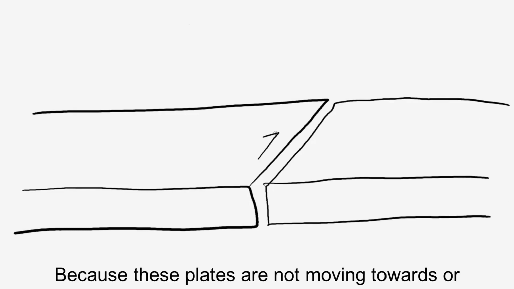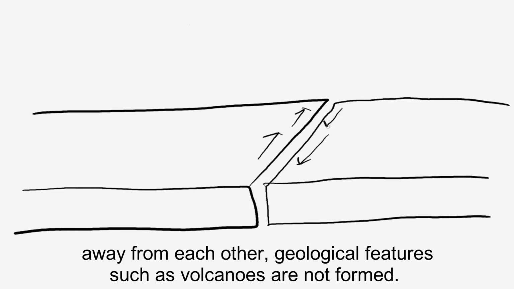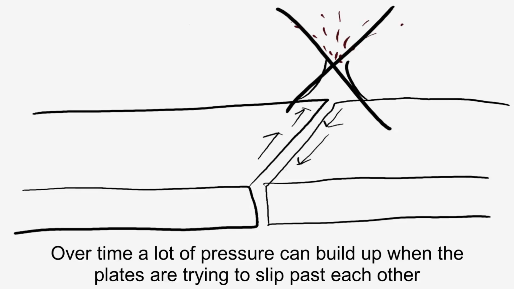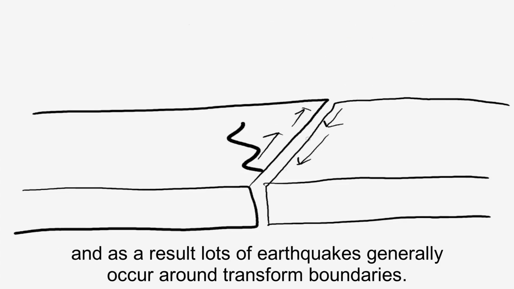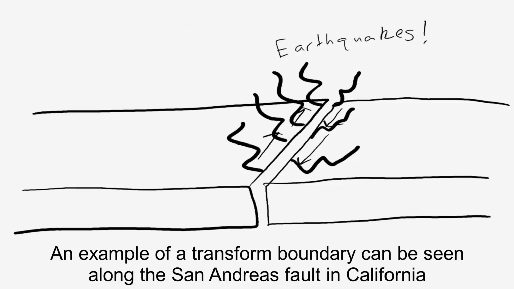Because these plates are not moving towards or away from each other, geological features such as volcanoes are not formed. Over time, a lot of pressure can build up when the plates are trying to slip past each other, and as a result, lots of earthquakes generally occur around transform boundaries. An example of a transform boundary can be seen along the San Andreas Fault in California.